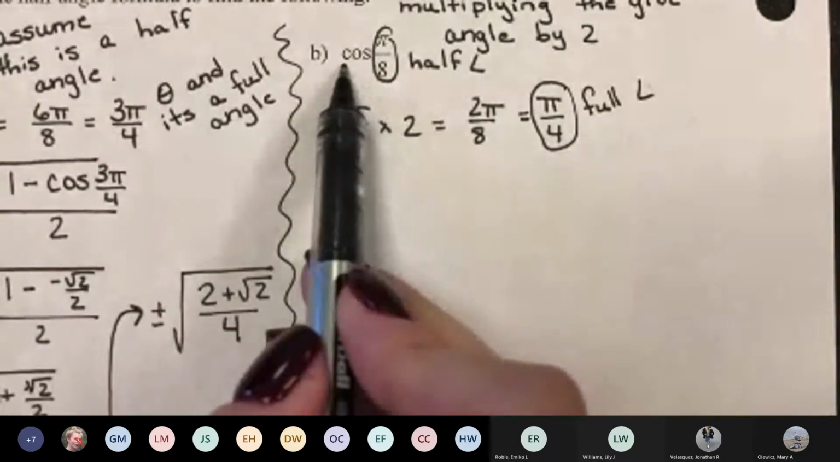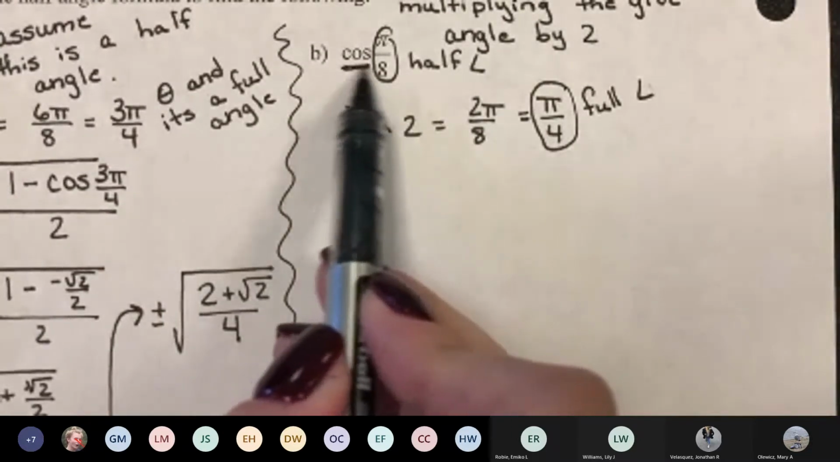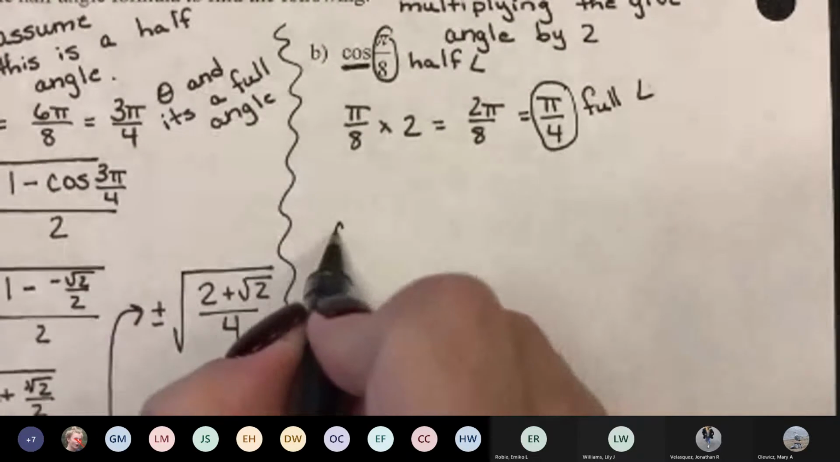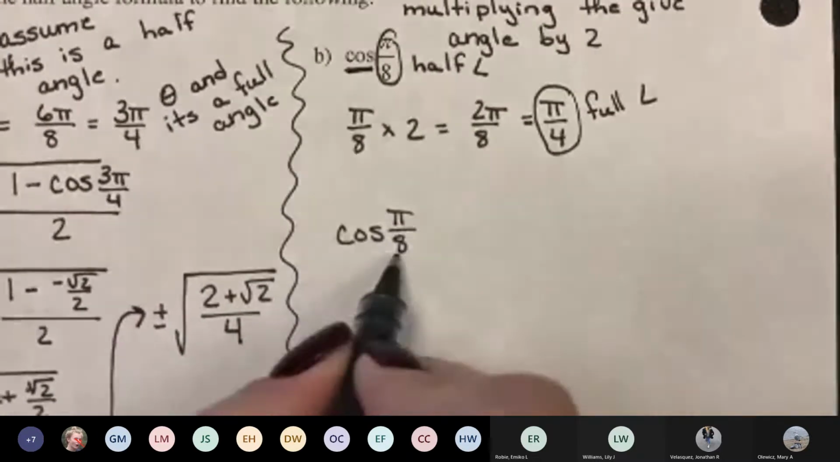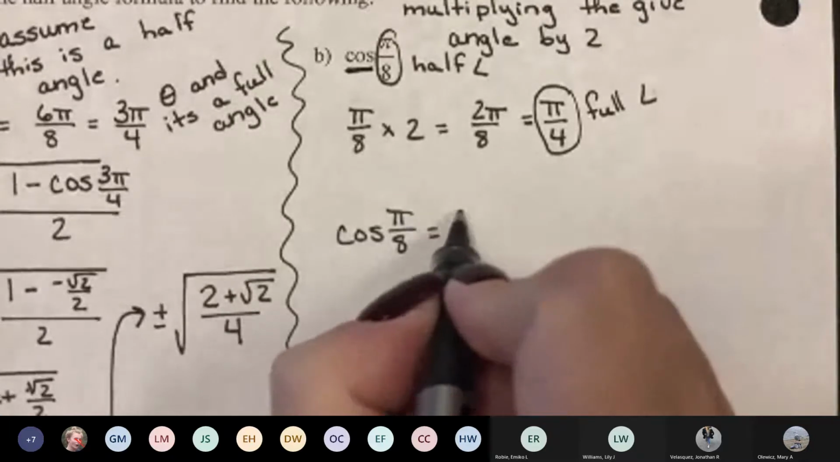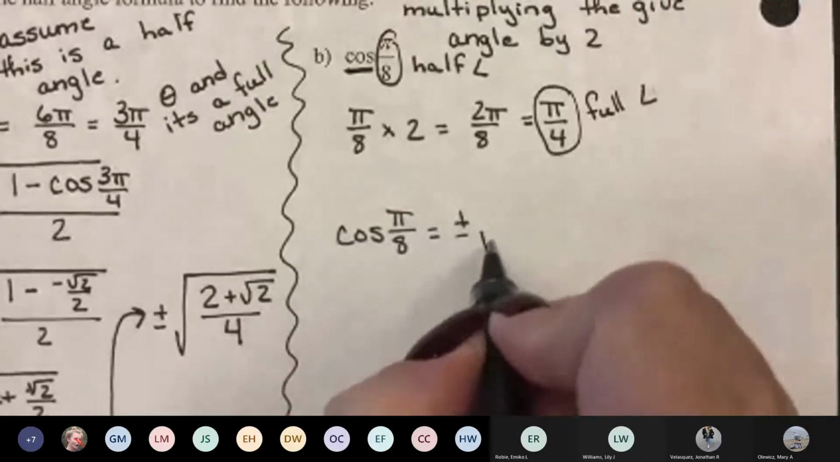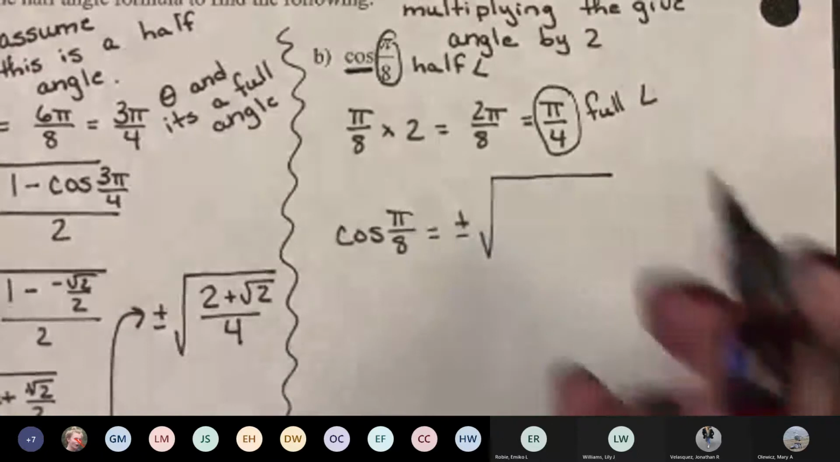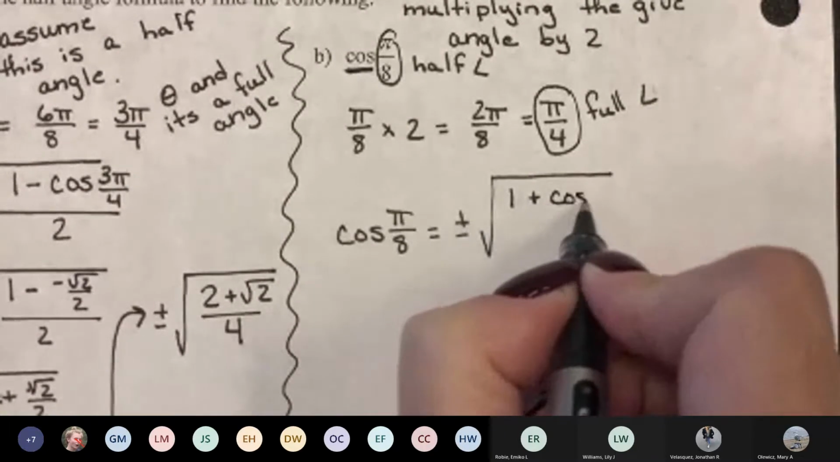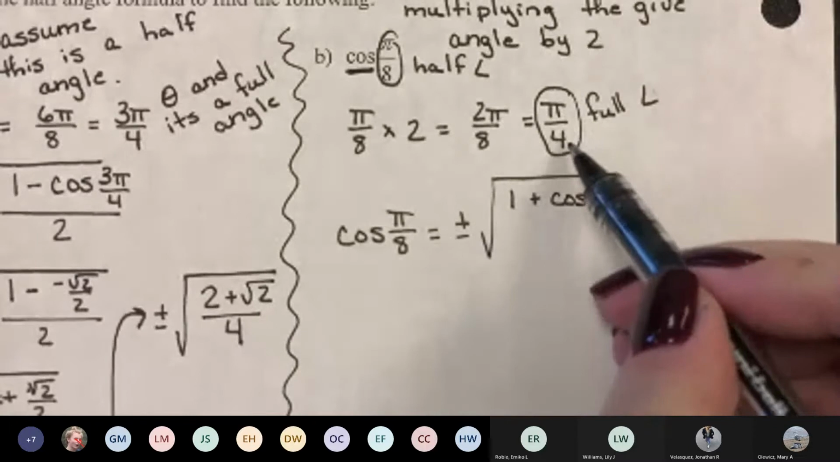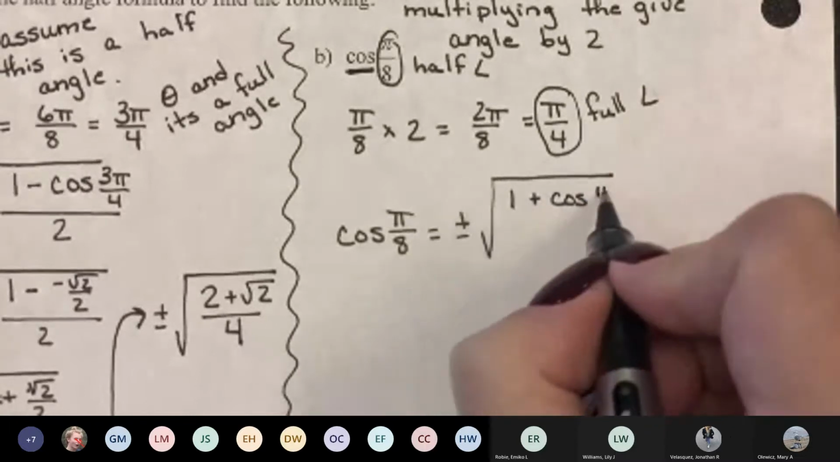Okay, last problem we did sine. This time we are only doing cosine. So we're going to do cosine of pi over 8. That's the half angle, equals plus or minus. Write yourself a nice big radical. Don't skimp on your radical. 1 plus, and when you go over here, after the word cosine, you're going to put in the full angle.